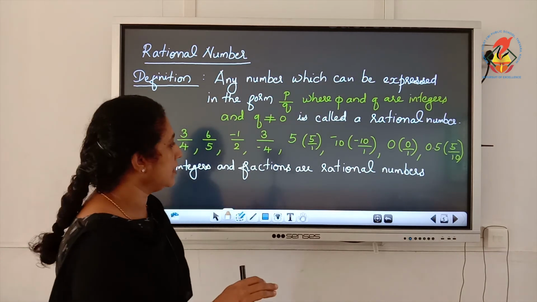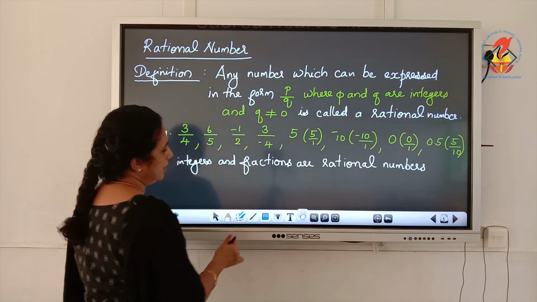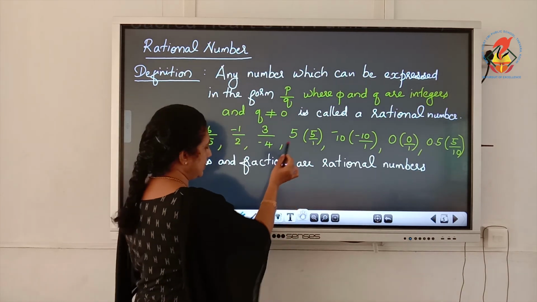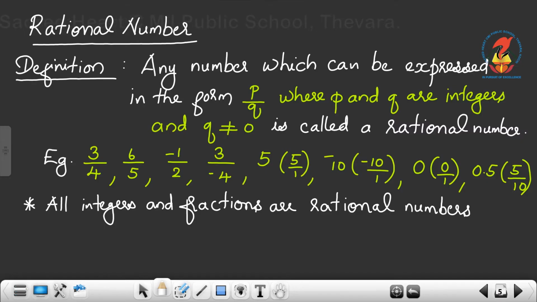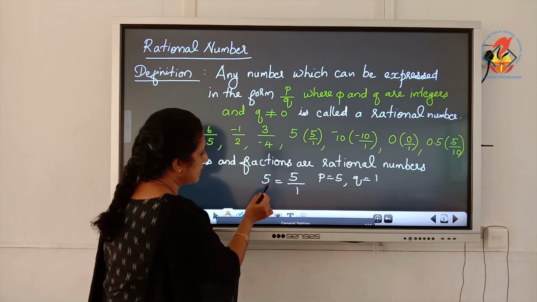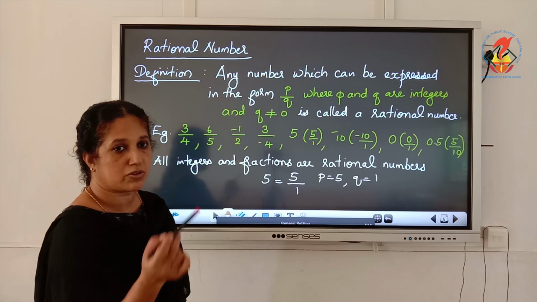Now we can look into the integers. What about the integers? Now 5 is an integer. And 5 we can write in the p by q form. How can we write 5? 5 is equal to 5 by 1. So p is equal to 5 and q is equal to 1 and q is not equal to 0. Therefore, what can we say? We can say that the integers are also rational numbers. The integer 5 is also a rational number.